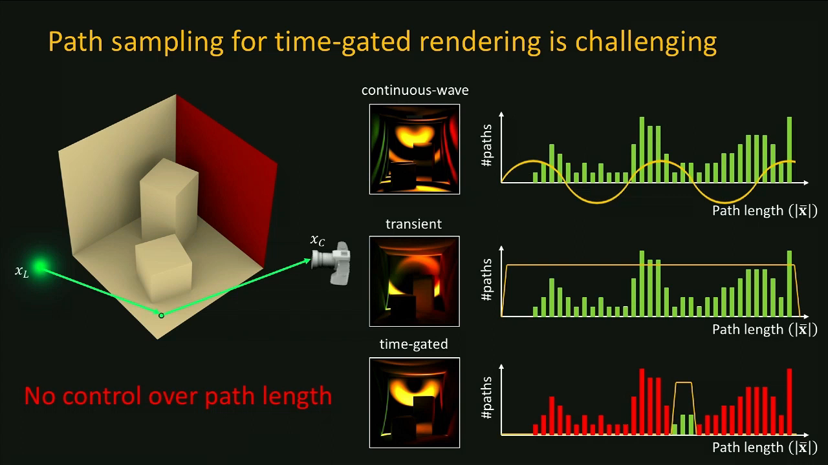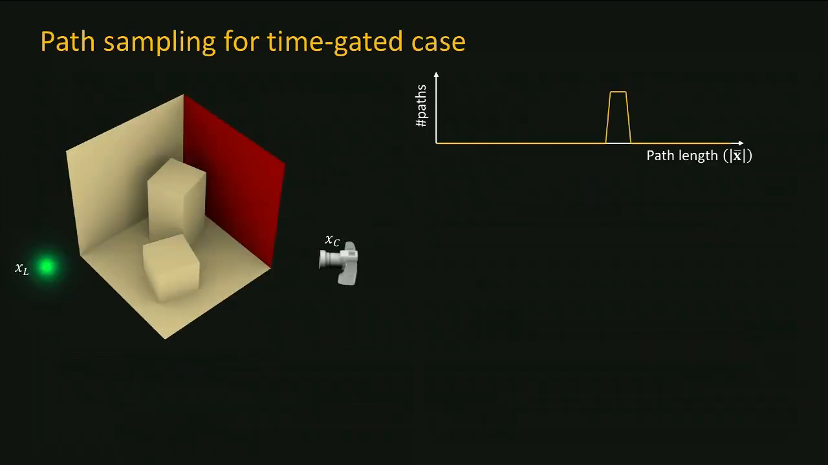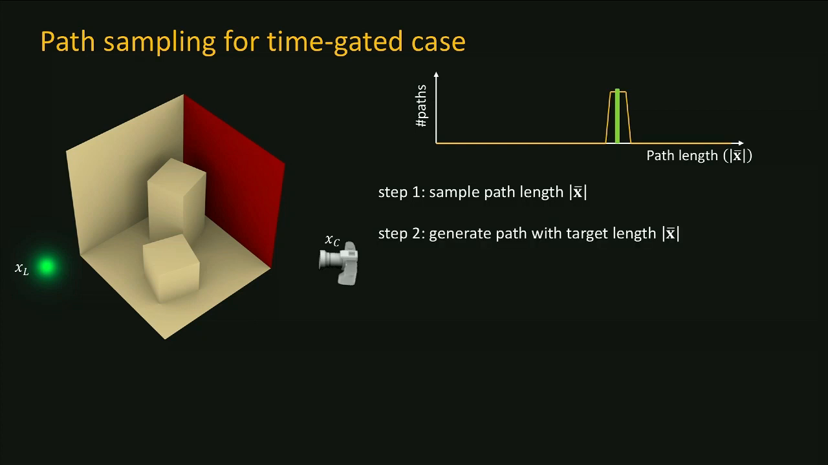Before I do this, I want to highlight that our technique applies to any kind of camera that has a weighing term of narrow support. It doesn't have to be just a single time gate. Now let's go on to see how our path sampling algorithm works. Our procedure works in 2 steps. First, we sample a target path length by importance sampling the camera's weighing term. And then we generate paths that exactly match this path length.